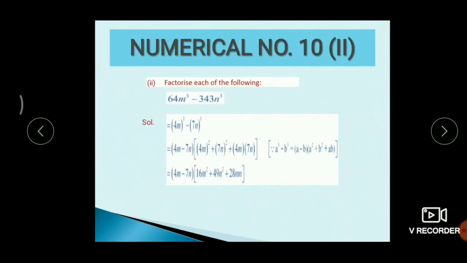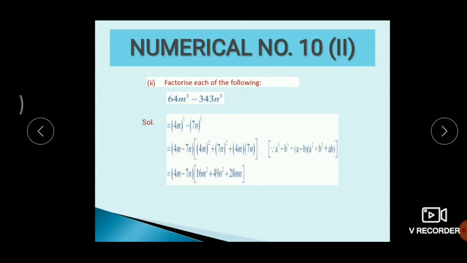Now next, second part: 64m cube minus 343n cube. Again you have to factorize it. Again comparing with the same identity, I got 64m cube as (4m) whole cube minus 343n cube as (7n) whole cube. Again substituting it in the right hand side of the given identity and solving it, I got (4m minus 7n) multiplied by (16m square plus 49n square plus 28mn), right?